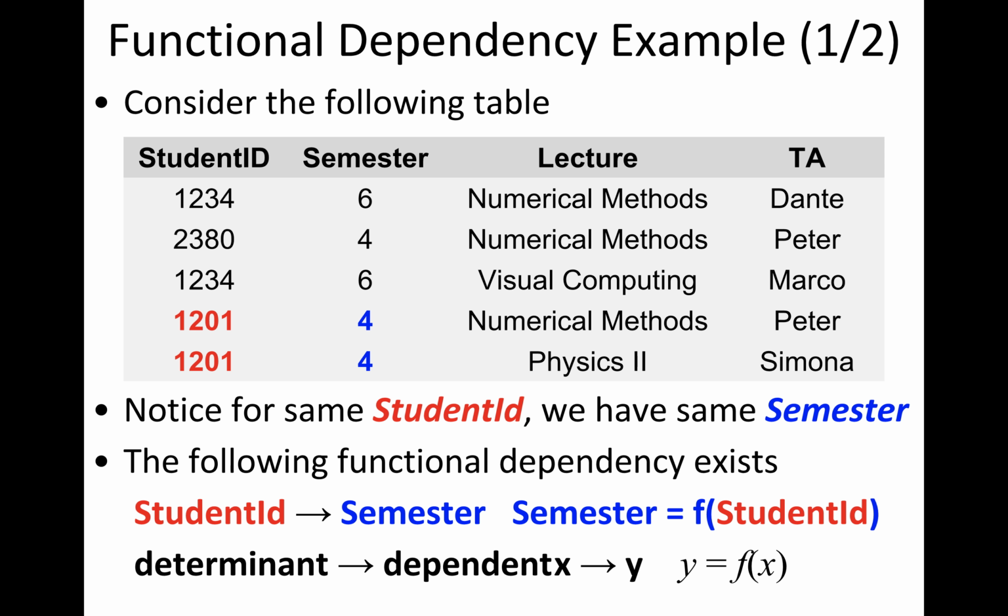The dependency direction is from student to semester, meaning if you know the student, you know the semester. So there's a function: the semester is a function of the student. We could formally capture it as a function like this, that y is a function of x. As you change x, y changes, where x is the determinant and y is the dependent.